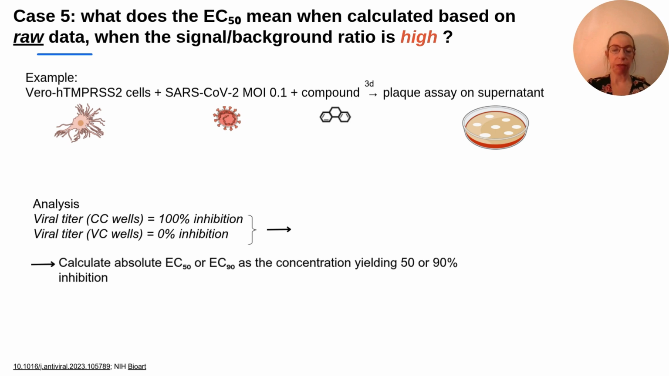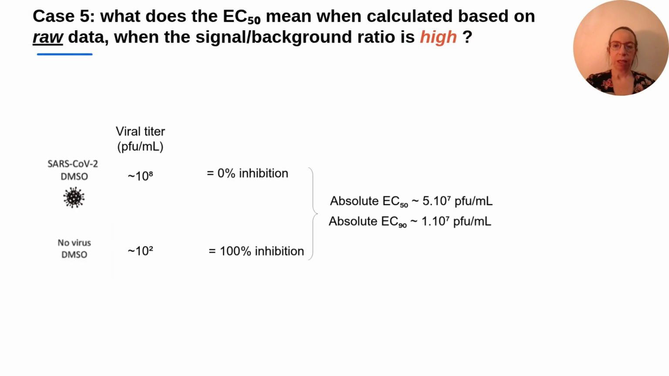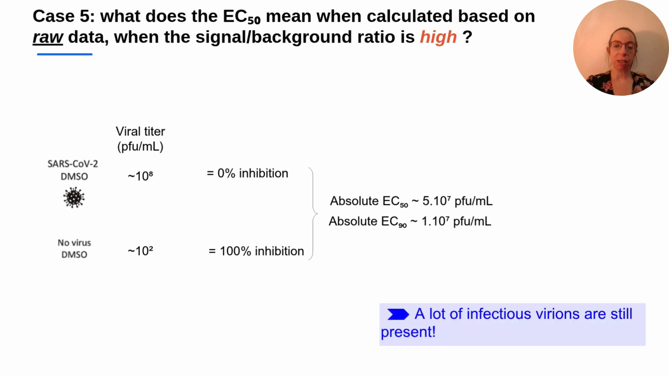Now, SARS-CoV-2 replicates a lot also in vitro, and a typical viral titer in VC wells would be around 10 to the 8 PFU per ml, while for the CC wells, it will be defined by the LLOQ of the assay, typically 10 to the second PFU per ml in our hands. Now, the absolute EC50 will correspond to a level of 5 10 to the 7 PFU per ml, while the absolute EC90 will correspond to a level of 1 10 to the 7 PFU per ml. I'm sure you can appreciate that this is still a lot of infectious variants present in the sample.